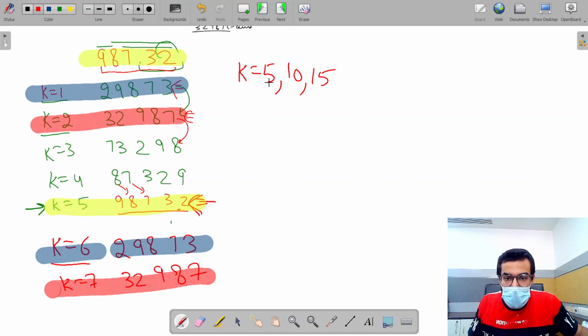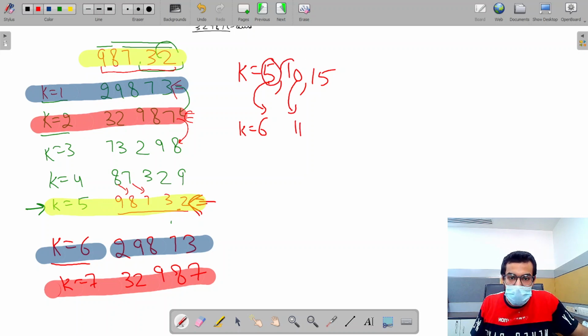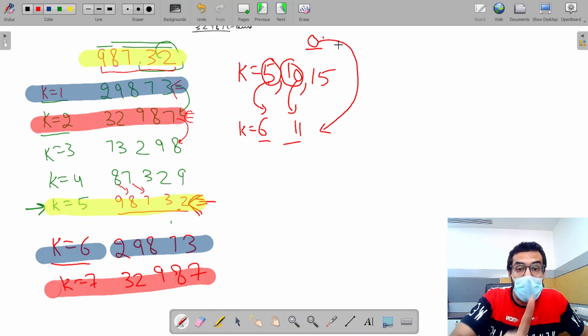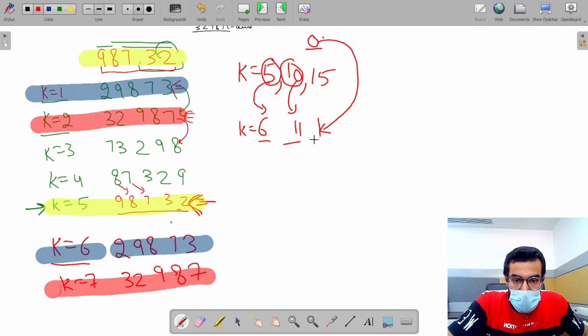Also, can I say that one rotation from here is equal to the rotation k equal to 6? One rotation from here is basically equal to rotation 11. And if these two numbers are the same, then one rotation from this number towards the right and one rotation from this number towards the right will also be the same. Now if our actual number was this, I was having 0 rotations. Can I say that when the actual number took one rotation, it was equal to k equal to 1?